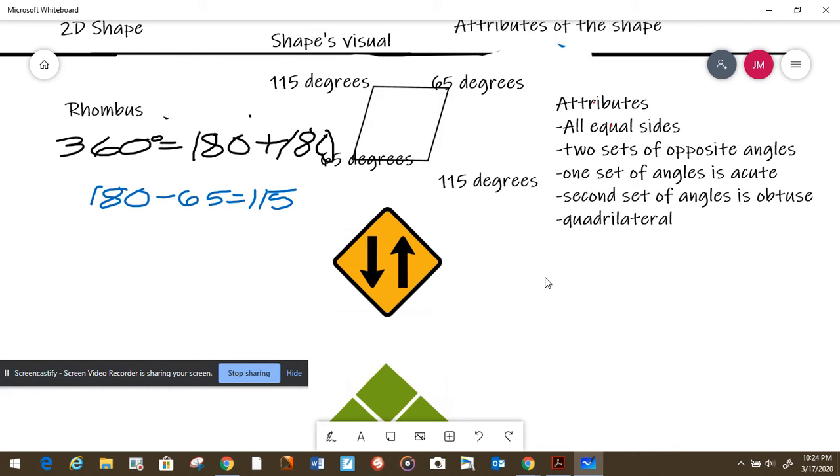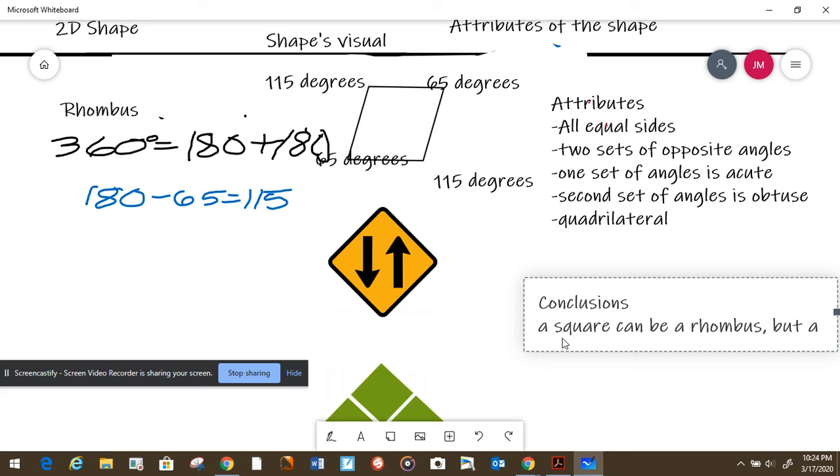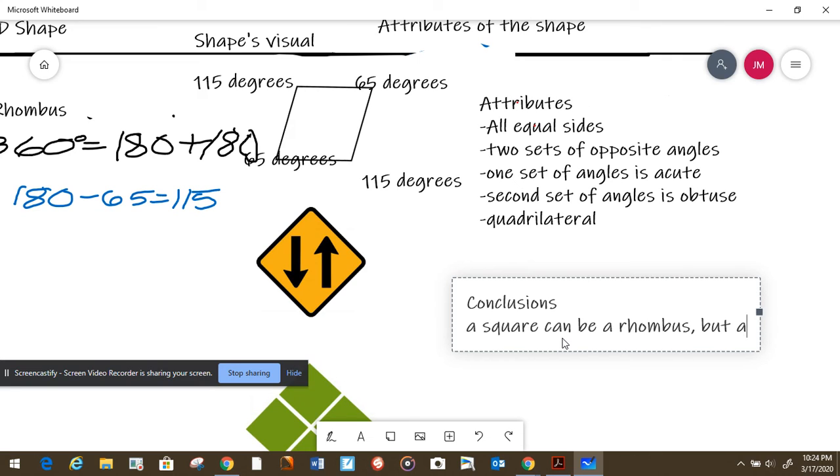So let's make a conclusion here for a rhombus. Let's say conclusions. Right, so a square can be a rhombus, but a rhombus cannot be a square, okay? Also remember, it's a parallelogram. Both of them are parallelograms because they have two sets of parallel lines.